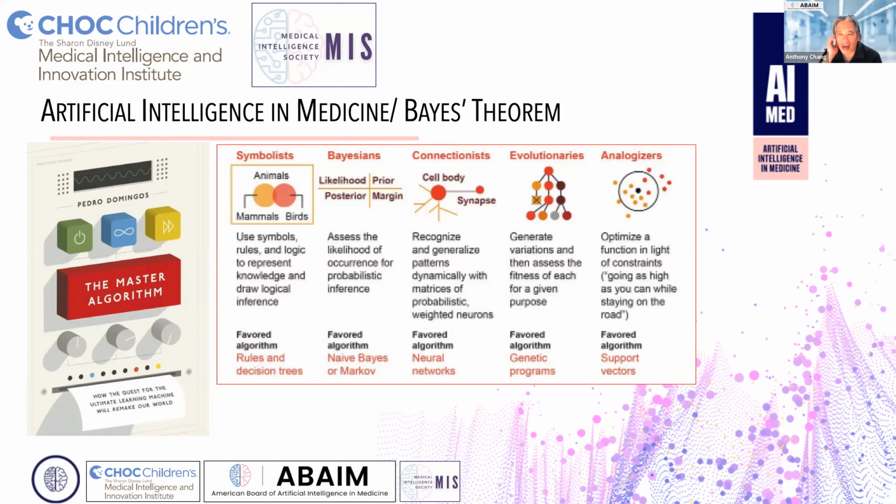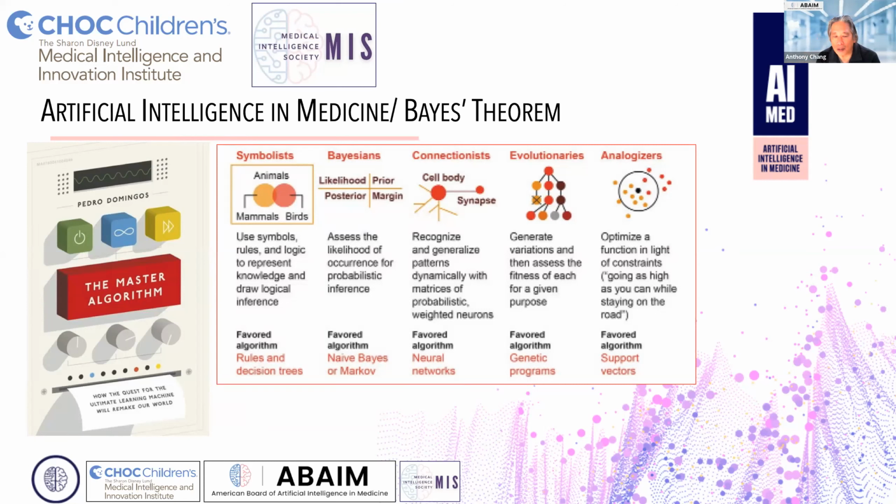It talks about the 5 schools or 5 tribes, as he calls it. Obviously, we're in the connectionists era with neural networks, and obviously there's overlap amongst these 5 tribes. But it's good to understand the evolution of these 5 tribes in terms of the history.